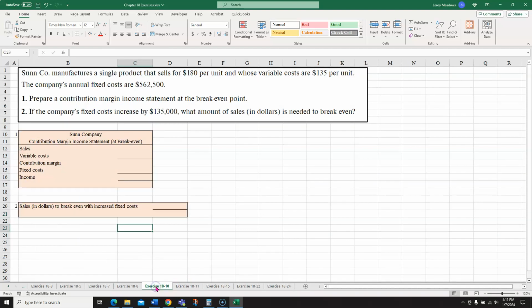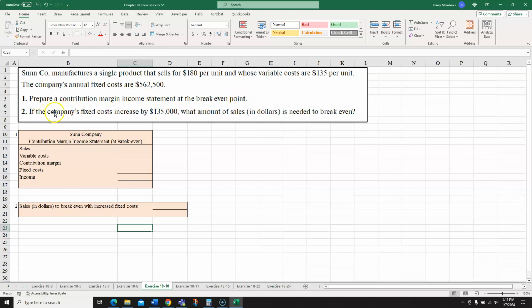So now, let's look at exercise 18-10. Sun Company manufactures a single product that sells for $180 per unit, whose variable costs are $135 per unit. The company's annual fixed costs are $562,500. 1. Prepare a contribution margin income statement at the break-even point.